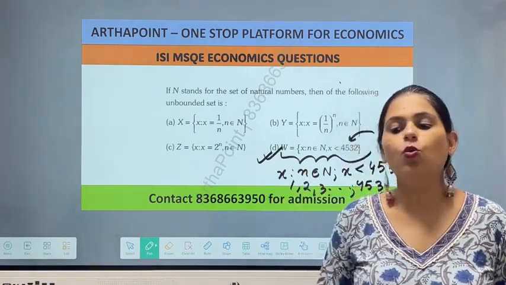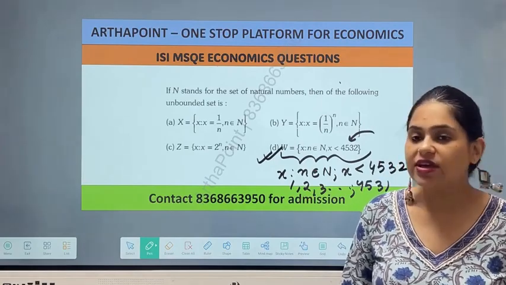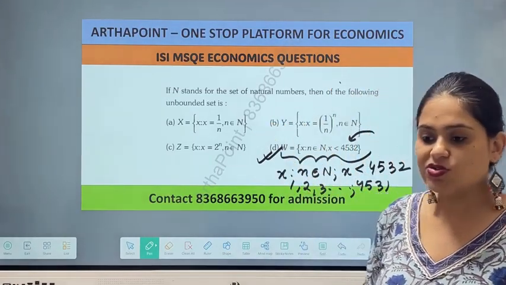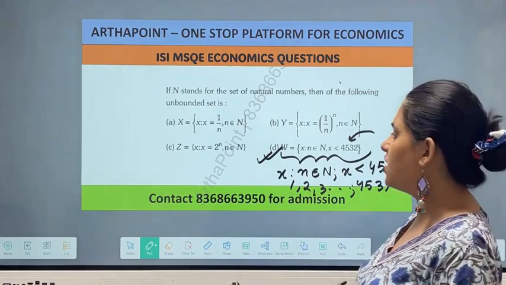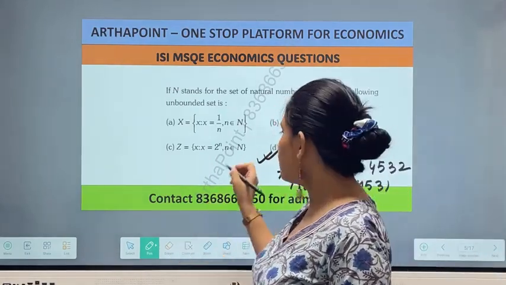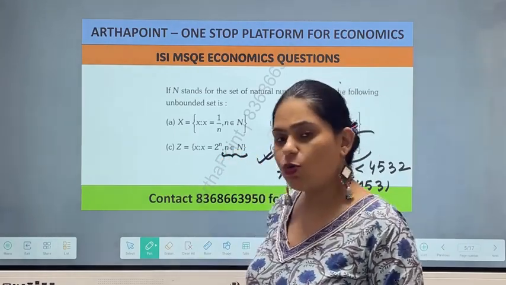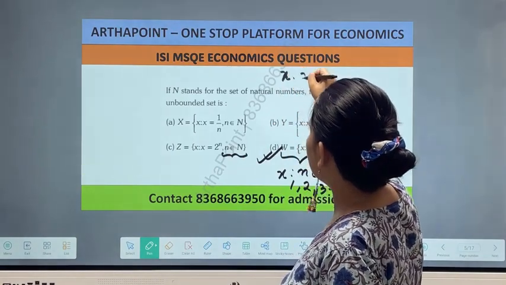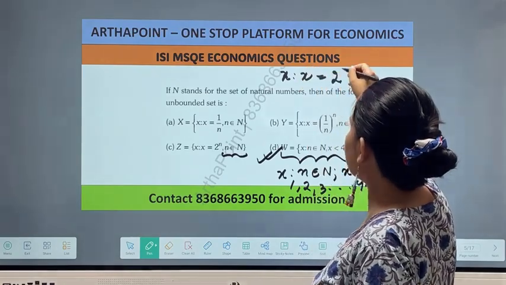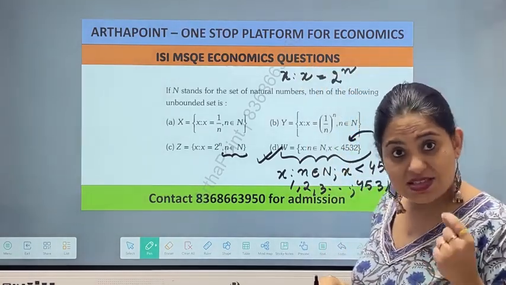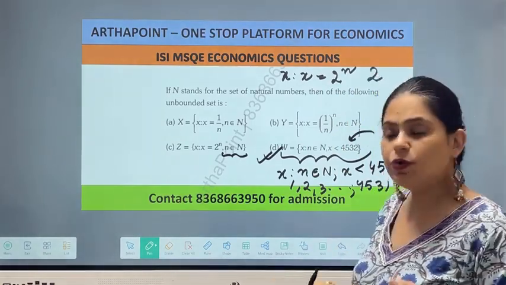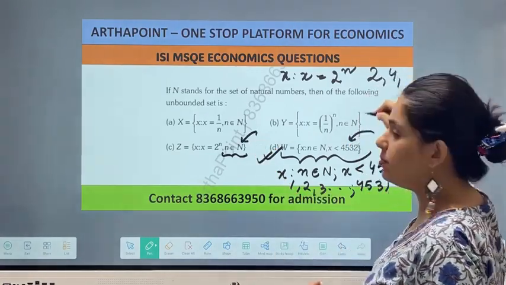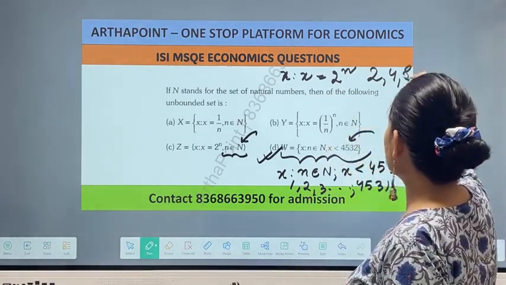Now can you try identifying which is that set which is not bounded, which is an unbounded set? Okay, so you are saying C. That is the correct answer to this question. Why beta? Because when I put n as natural numbers, what will happen? It says x is such that x is 2 to the power n. So beta, when I put n as 1, I will get 2. n can only be natural numbers. So when I put n as 2, it will be 4. Then it will be 2 to the power 3, 2 to the power 4 and so on. There is no upper bound to this. There is a lower bound. It starts from 2. But there is no upper bound to it.